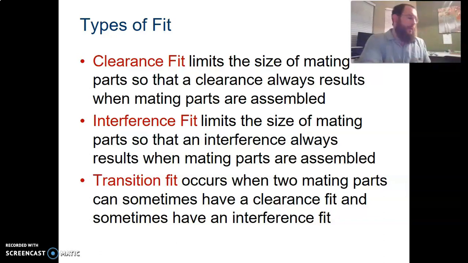A transition fit, I don't think I have a good example of that, but that would be where a part could be either an interference or a clearance fit. It's kind of in between and it can go either direction. I don't have a good example for that. Main ones would be clearance fit and interference fit.